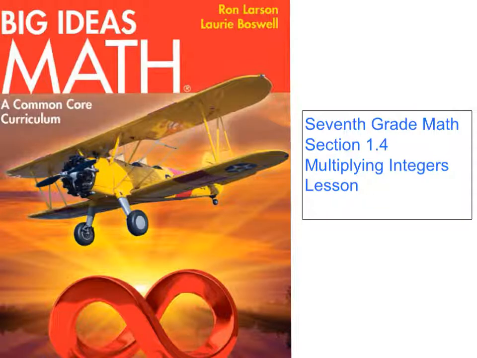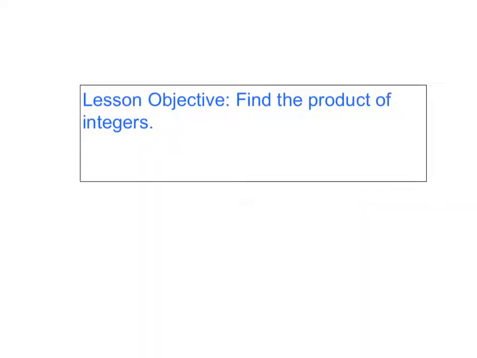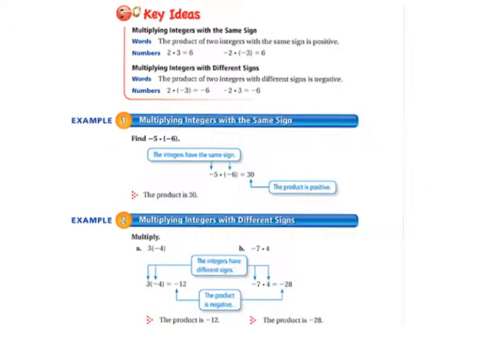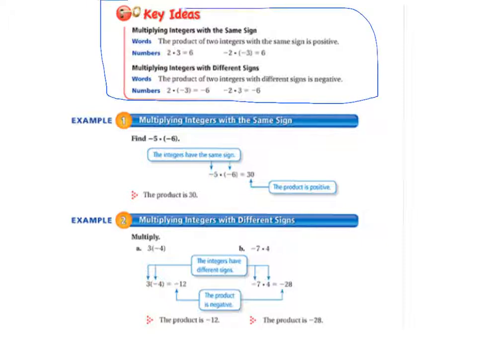Pause while you write section 1.4 lesson in your math notebook. Pause again while you write today's lesson objective. Find the product of integers in your math notebook. Today we'll be starting on page 24 in your math textbook. You should start by copying these key ideas into your math notebook.